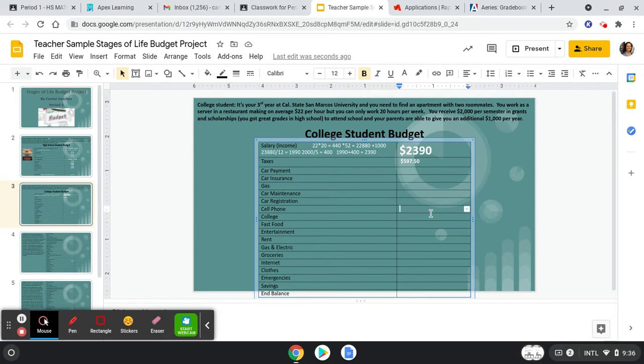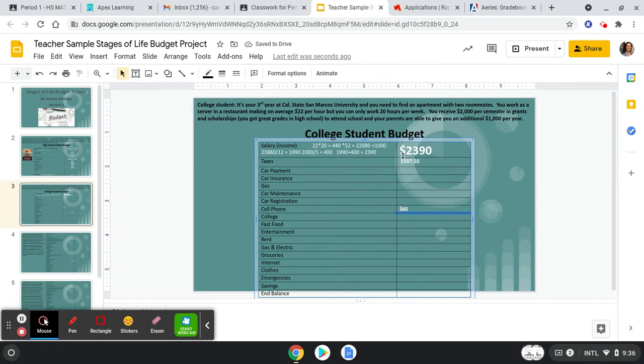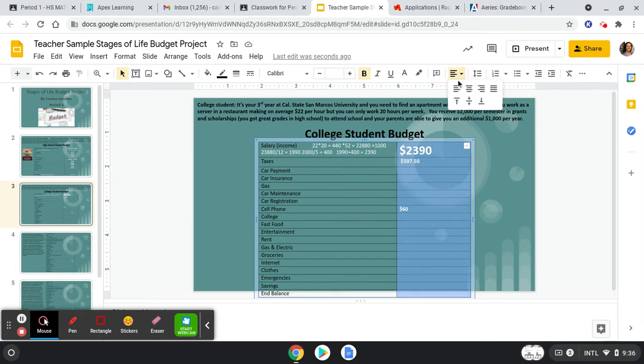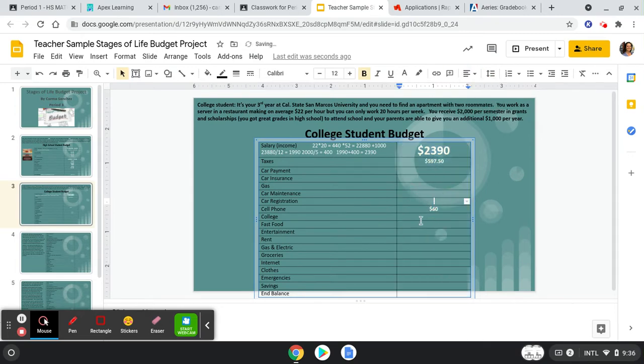Cell phone is a must. How much do you want to budget for a cell phone? You could go for $45 a month if you're doing like a base Cricket plan or one of Metro, something like that. Or if you're looking at a Verizon bill, maybe it's $50 or $60 a month. Let me center all of these.